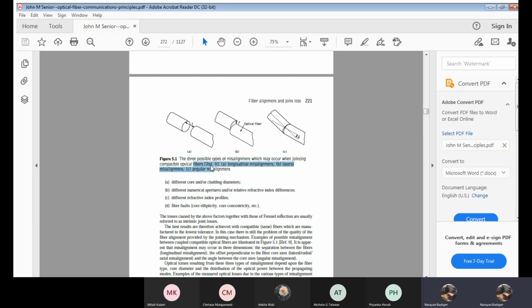Next, we have some numerical values given here in terms of decibels. When there is a change in diameter, say 50 micrometers, or in numerical aperture, all those changes in optical parameters may give you different types of losses. Again, we have a similar analysis of all those numerical values.